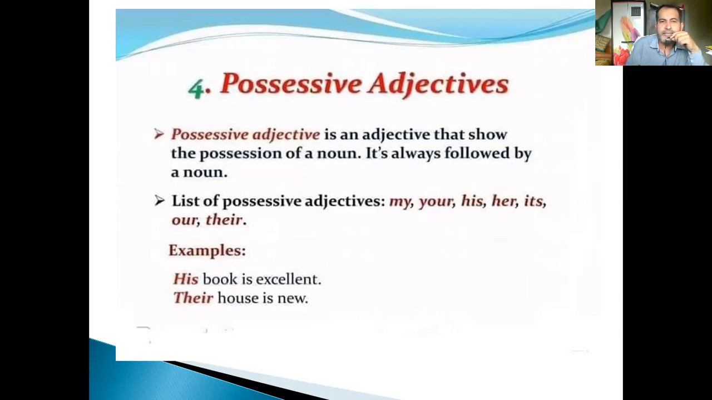His book is excellent. Whose book? His book. The book belongs to whom? Him. The book belongs to him. That's why his is the possessive adjective. These are the possessive adjectives, as you see from the example.